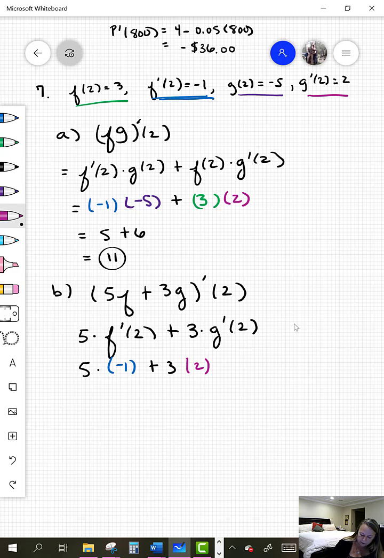So order of operation, multiplication comes first and then addition. 5 times -1 is -5, plus 3 times 2 is 6. -5 plus 6 gives us 1.